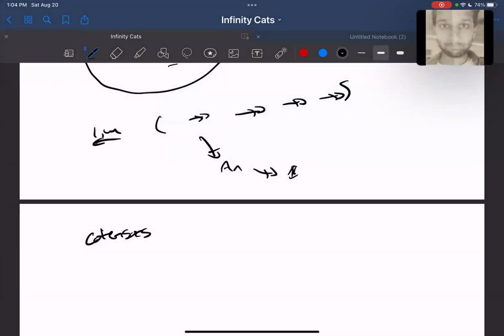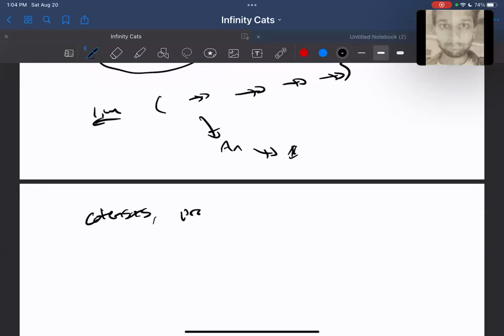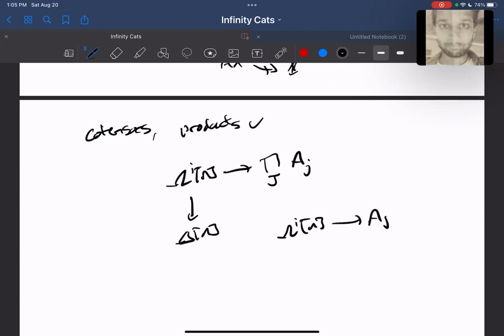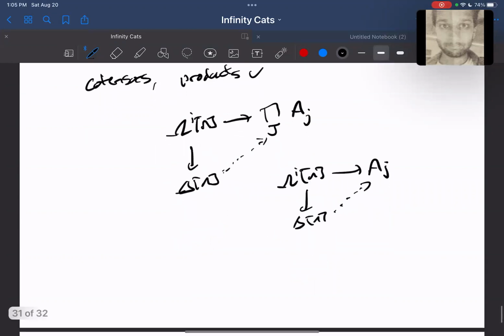So cotensors behave well. We have products. To check that a product of quasi-categories is still a quasi-category, we can take a product indexed by I. Well, to give this a map here, let me not use I twice. To check that we have this lift here, since this is a product, we can just transpose this to looking at delta^n to A_j for all j. And these all have a lift. So these assemble together to give a lift into the product. And you can also check, using basically the same criterion, that a product of isofibrations is again an isofibration.